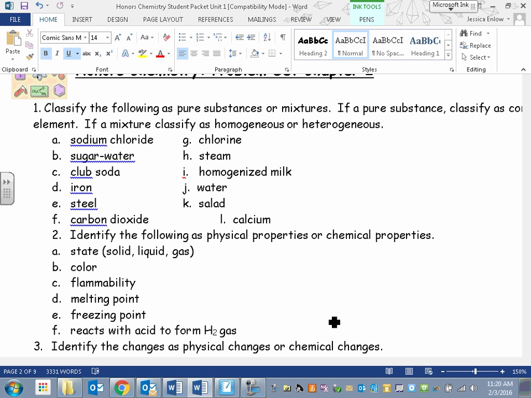Steel is made up... Did anybody look that up? What it's made up of? Iron and carbon. Good. Whoever said that. So steel is a mixture of metals, and so it is a mixture, and you guys do say it's homo. Homo because it looks the same throughout.